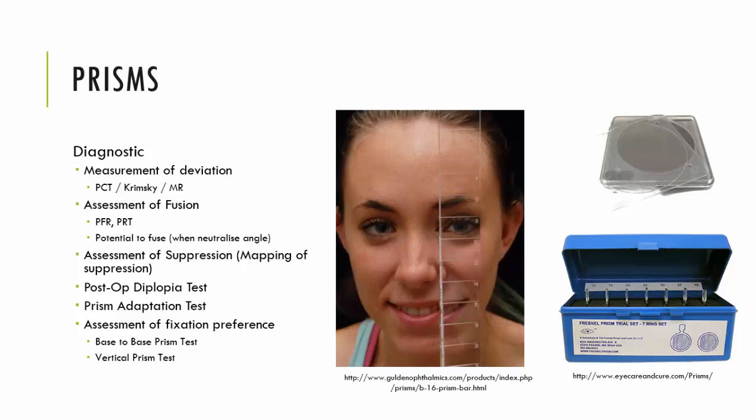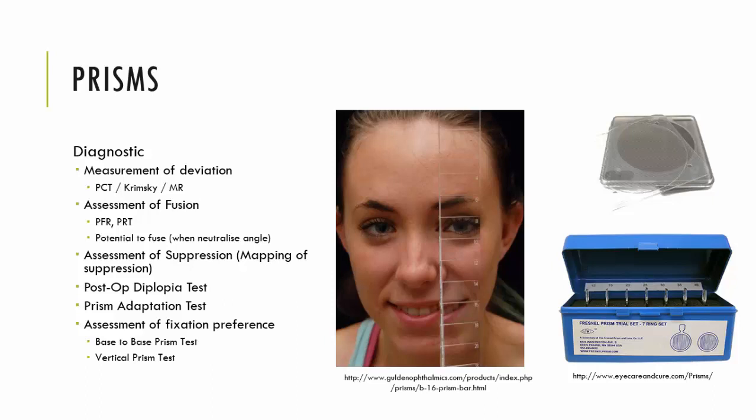And here I've listed the various tests or investigations that you've learnt about so far where we utilise prisms to investigate strabismus. So we can use prisms to measure the deviation, either with the PCT, Krimsky or Maddox rod. We can assess fusion with the prism bar. We can look at motor fusion or jump fusion with the prism reflex test. We can put up a prism to neutralise the deviation and look for BSV. We can use prisms to map the strabismus.